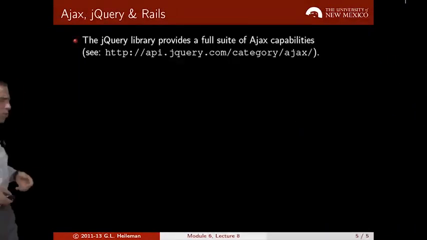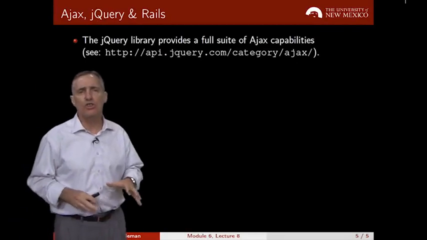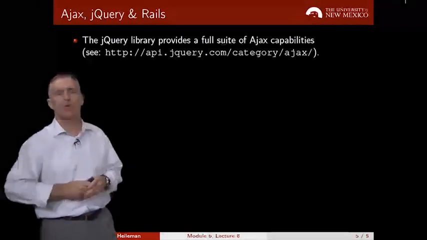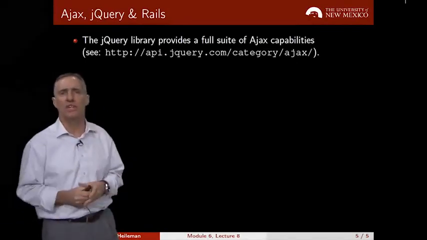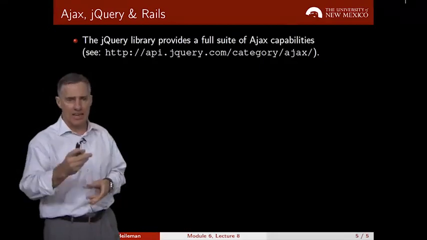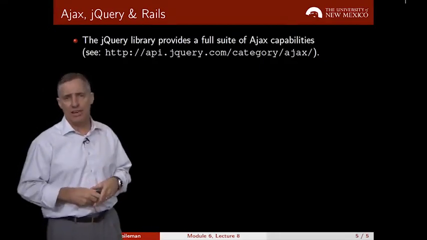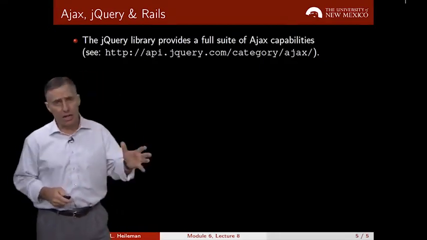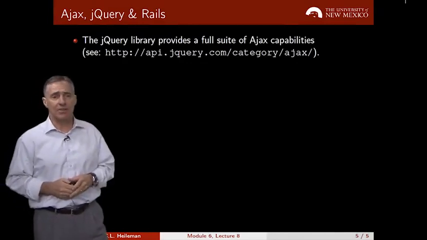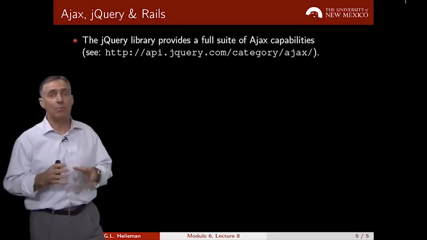Now, the easiest way to use Ajax is through the jQuery library. It provides a full suite of Ajax capabilities. And here's a URL you can take a look at if you'd like to see how it does that. I'll also give you an example in the next lecture on how you can do that in the blog application.